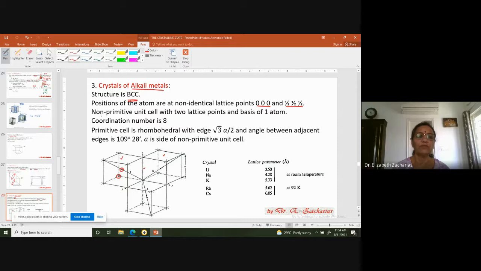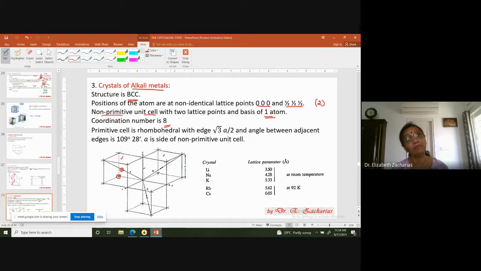This is a non-primitive unit cell because the number of atoms associated will be 2. But then the basis is going to be only one atom. Every lattice point is going to have only one atom. And if you see the number of nearest neighbors, look at this body center, it is surrounded by 8 corner atoms. Therefore, the coordination number is 8.